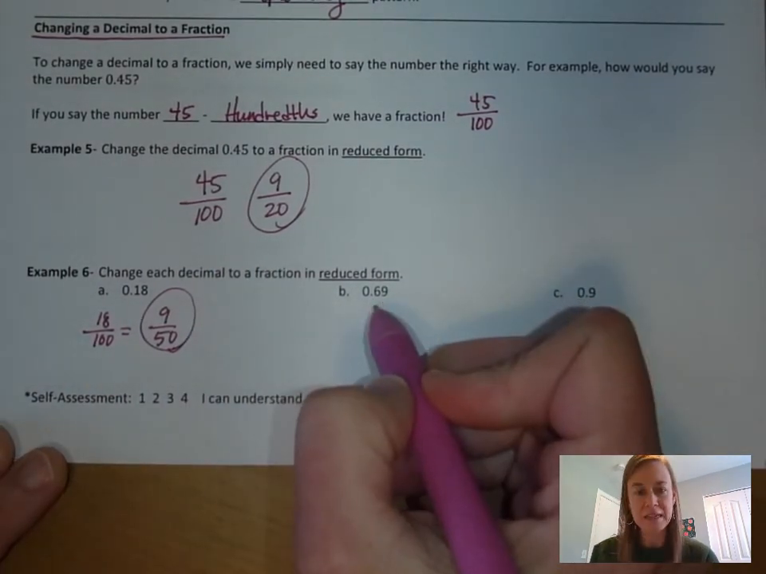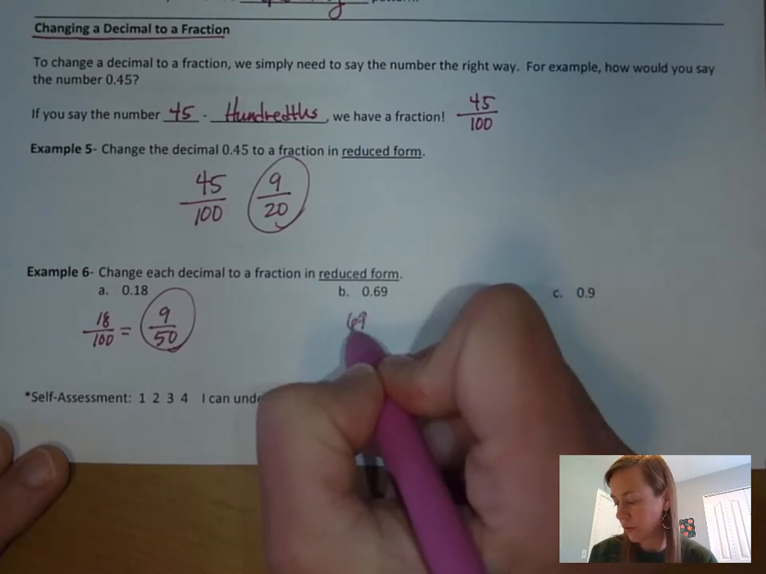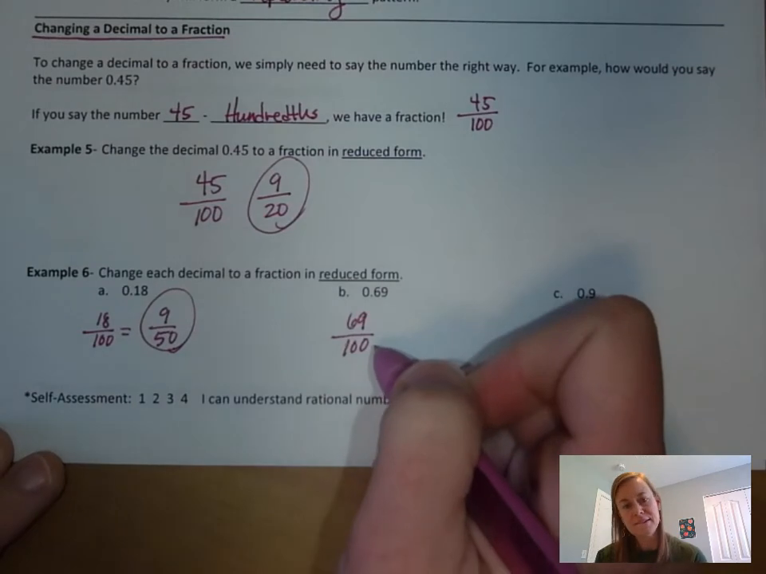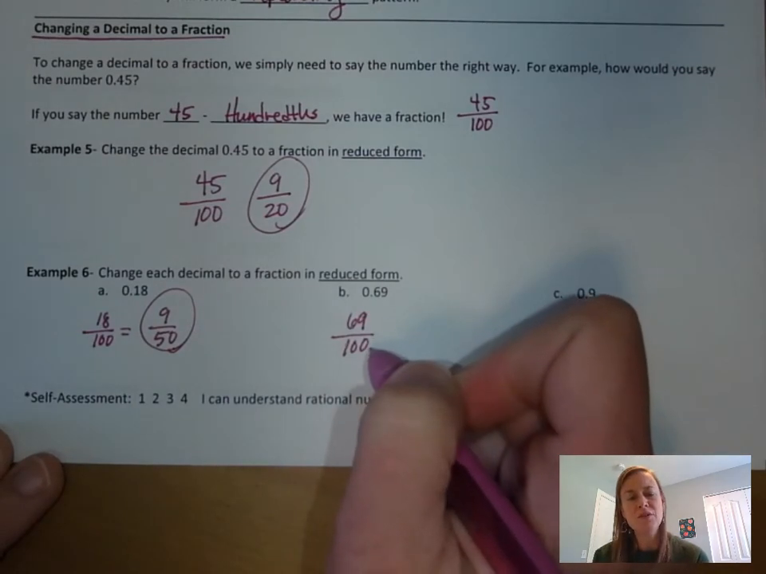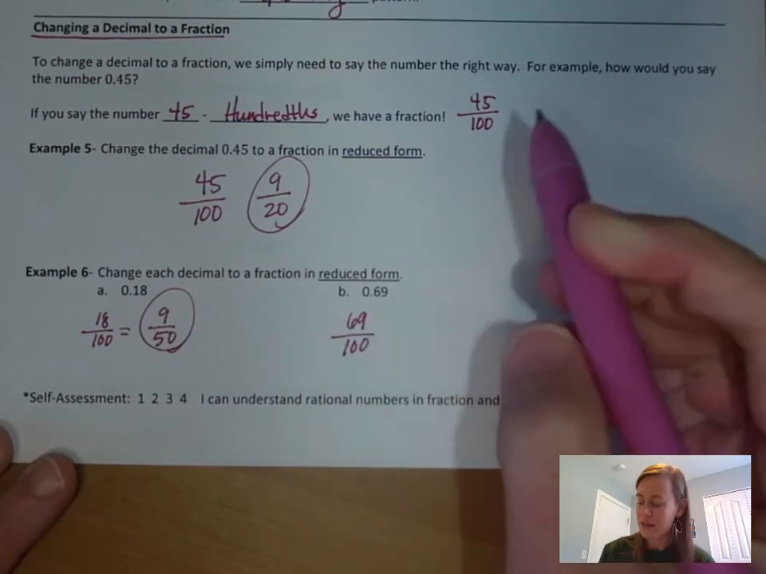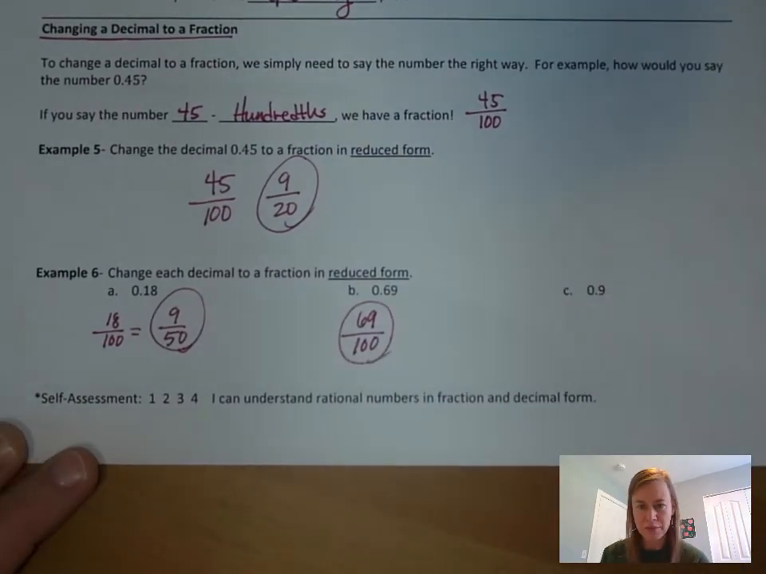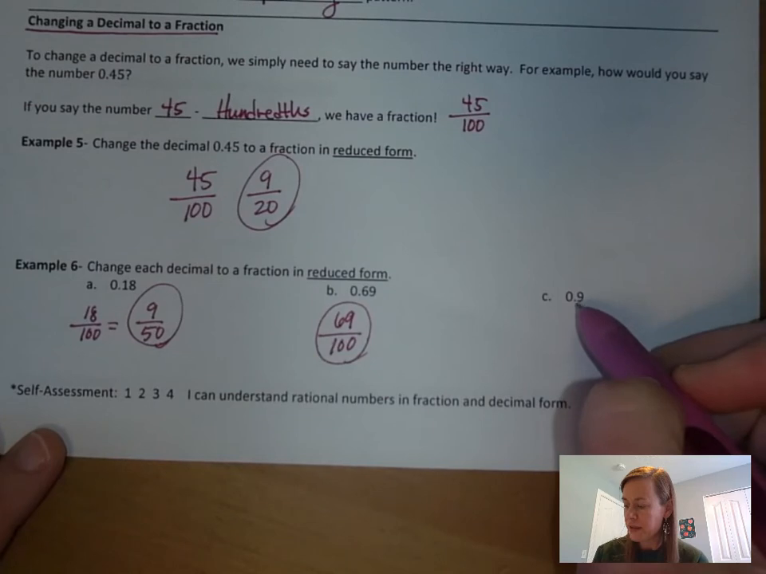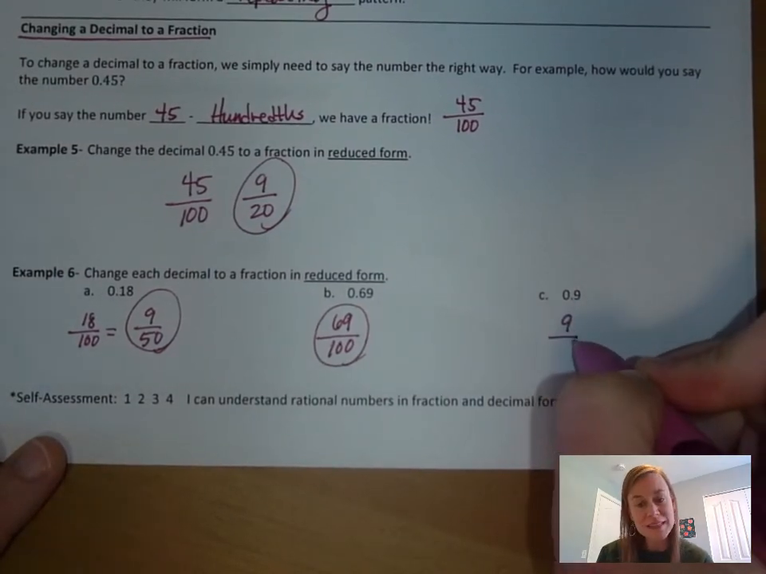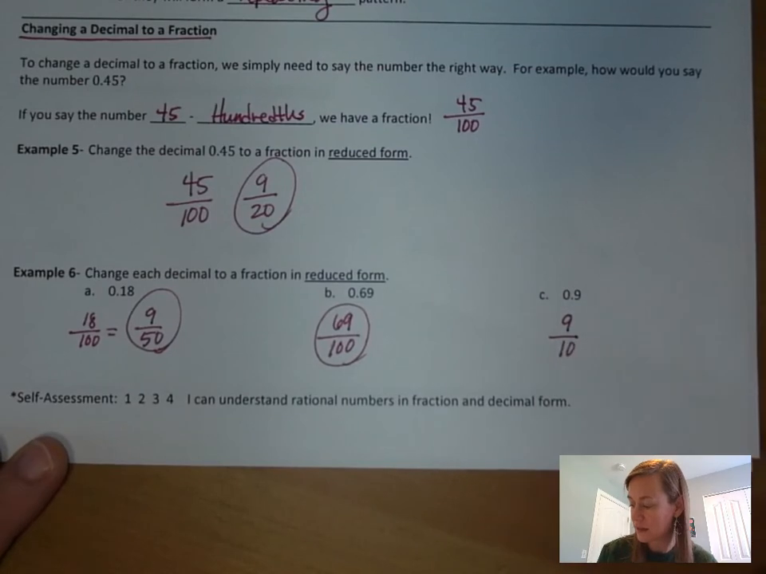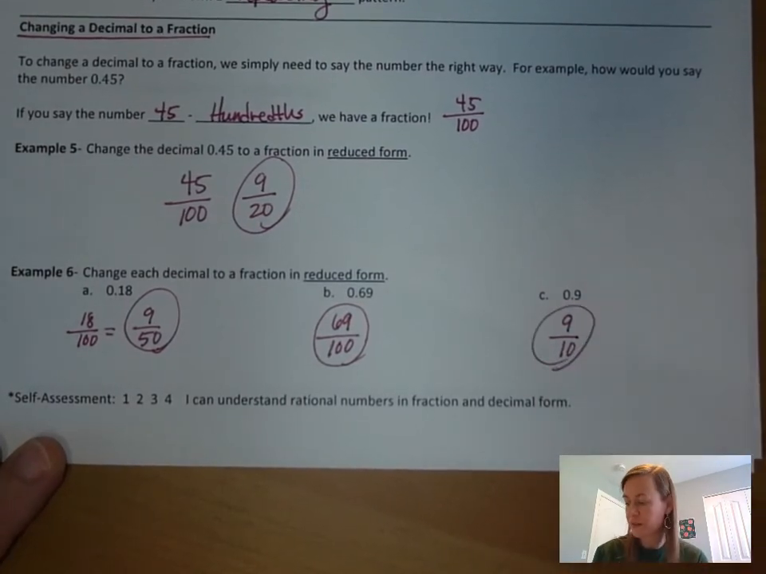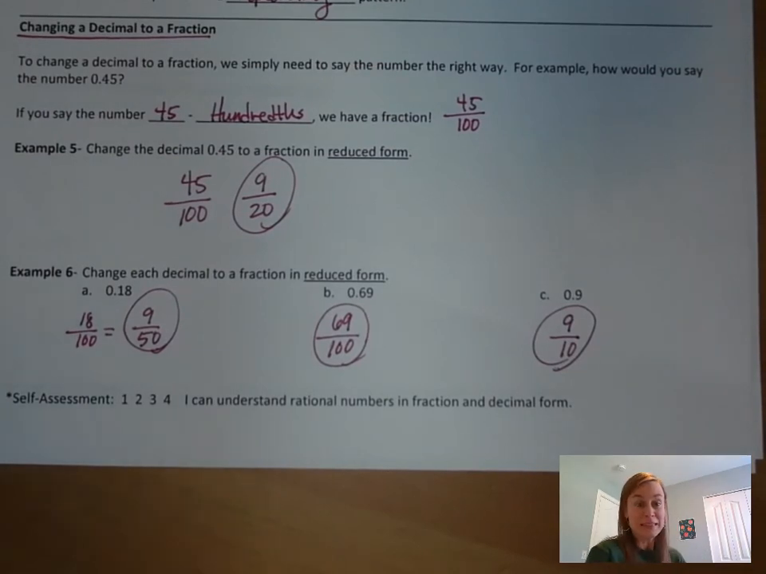Okay, here we have 69 hundredths, so that would be 69 over 100. Do we have any common factors here? 2 goes into 100, but not into 69. 3 would go into 69, but not into 100. I think it is fully simplified, so we're done with that one. Now over here we have 9 tenths. So we put the 9 on top, and this time we're going to put a 10 on bottom because it's just tenths. Can this be simplified anymore? No, that's fully simplified also. So that one is complete.